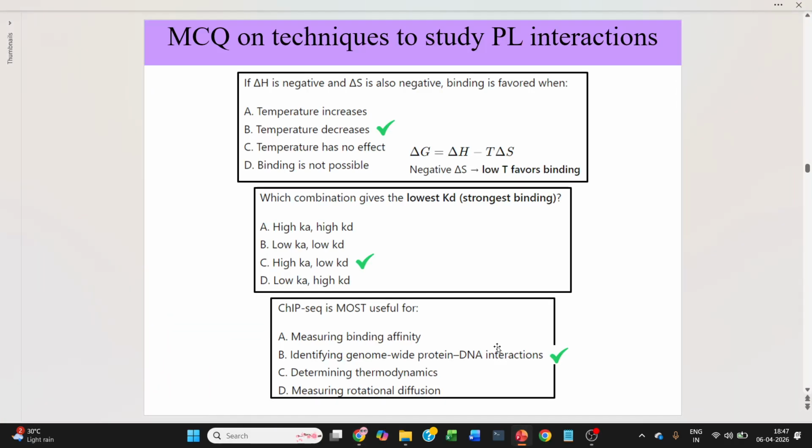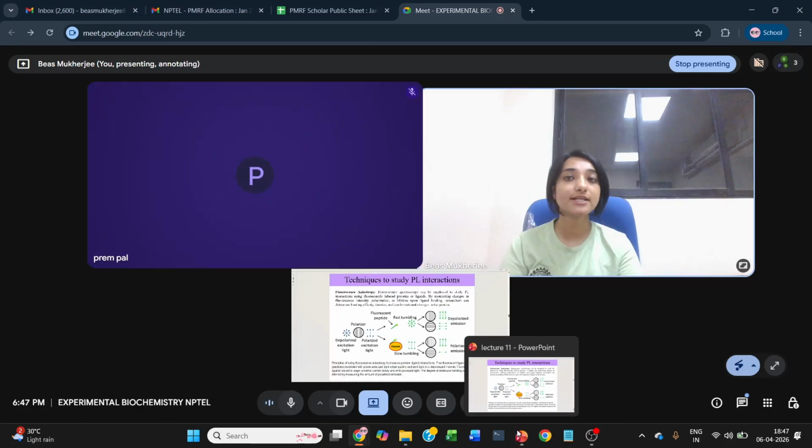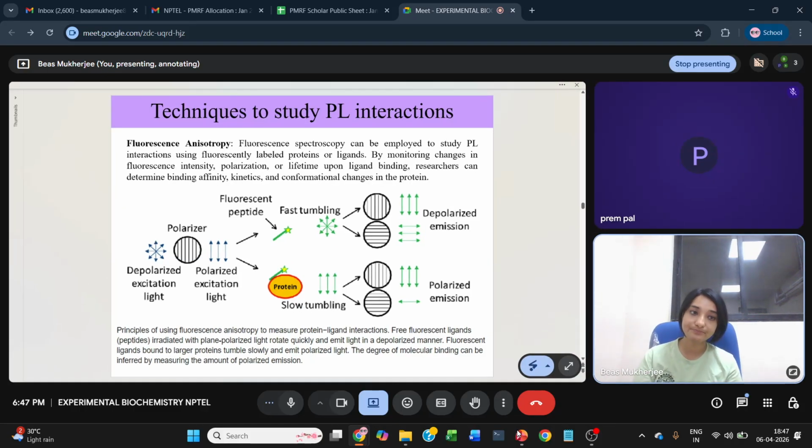Now we will move on to another technique, which is fluorescence anisotropy. Fluorescence anisotropy or fluorescence spectroscopy can be employed to study protein-ligand interaction using fluorescently labeled proteins. Either the protein is labeled or maybe your DNA is labeled. At least one of them has to be labeled. By monitoring changes in the fluorescence intensity, polarization or lifetime upon ligand binding, researchers can determine binding affinity, kinetics, and conformational changes in the protein.